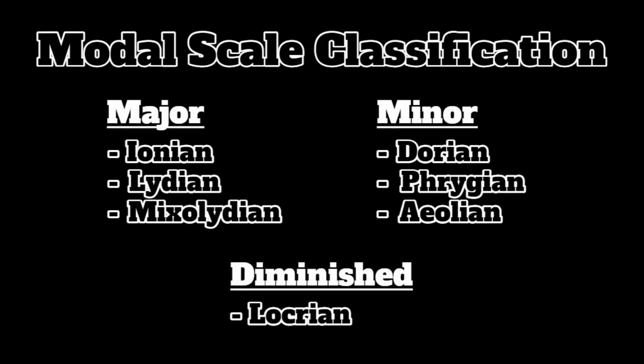There are 3 major family modes, there are 3 minor family modes, and 1 that fits in diminished. The 3 major family modes are Ionian, Lydian, and Mixolydian. And then the 3 minor scale modes are Aeolian, Dorian, and Phrygian, and the diminished mode is Locrian. But here's an image showing you this grouping, major, minor, and diminished as far as these modes are concerned.